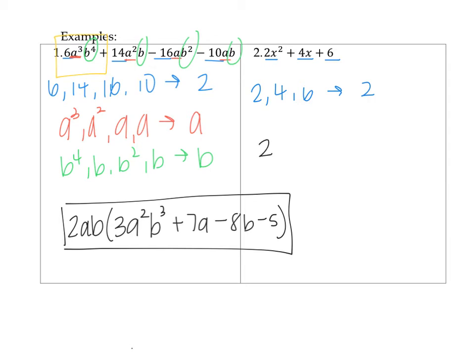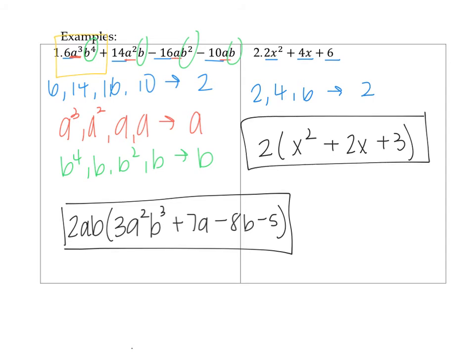So we've got 2, open parentheses, 2x squared. Well, when we divide by 2, that's just x squared. Plus 4x, divide that by 2, so we've got 2x. And then our 6 divided by 2 is just 3. So this is our factored answer for number 2.